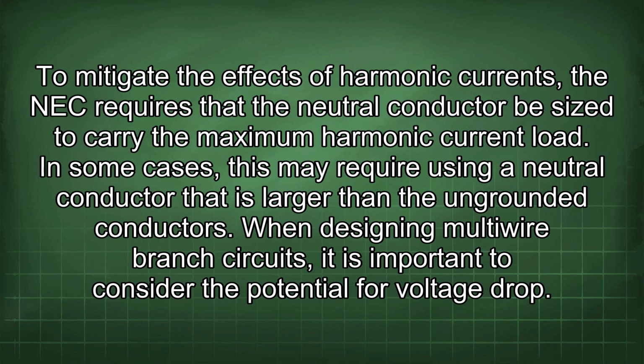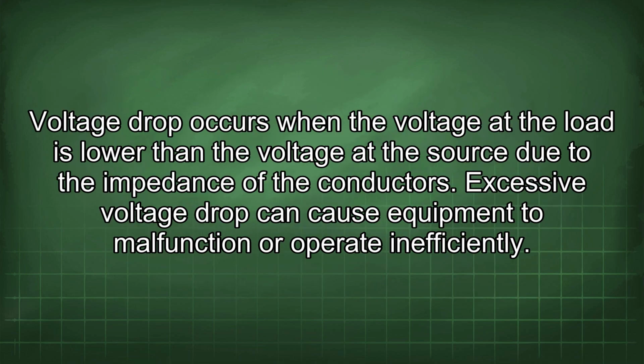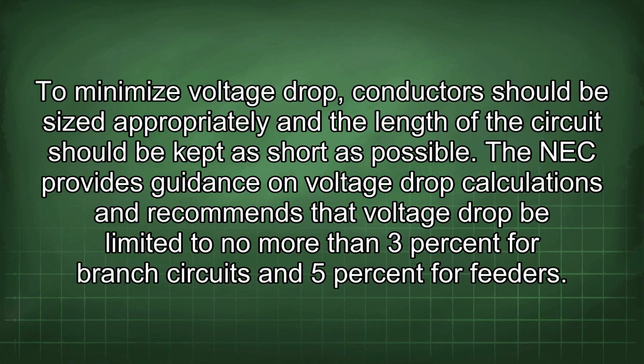When designing multi-wire branch circuits, it is important to consider the potential for voltage drop. Voltage drop occurs when the voltage at the load is lower than the voltage at the source due to the impedance of the conductors. Excessive voltage drop can cause equipment to malfunction or operate inefficiently. To minimize voltage drop, conductors should be sized appropriately and the length of the circuit should be kept as short as possible.